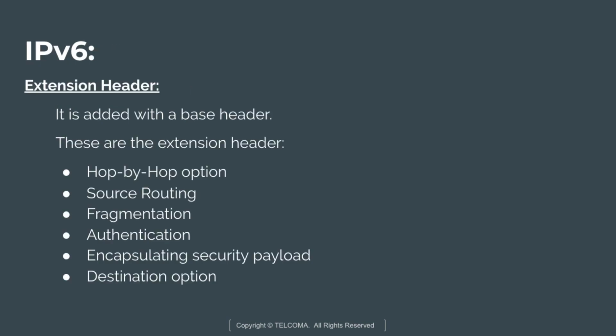Here the extension headers are added to IP packets to give them greater functionality. They are added to the base header, and these are the extension headers that we can add to the IP packet: hop by hop option, source routing, fragmentation, authentication, encapsulating security payload, and the destination option. Let's start by discussing these one by one.